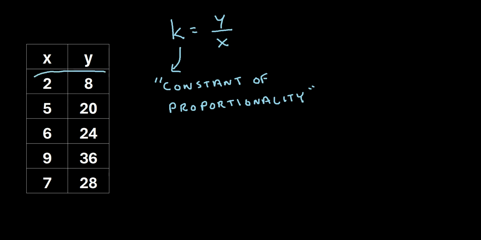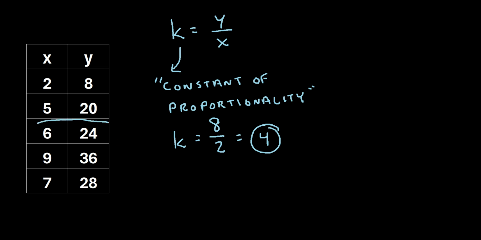So for example, let's pick this first row right here. We would say k is equal to the y value divided by the x value. So 8 divided by 2. Well, 8 divided by 2 is equal to 4. So the constant of proportionality is 4 for this table. And what we'll find is that no matter which row we pick, we should get 4 for each row.